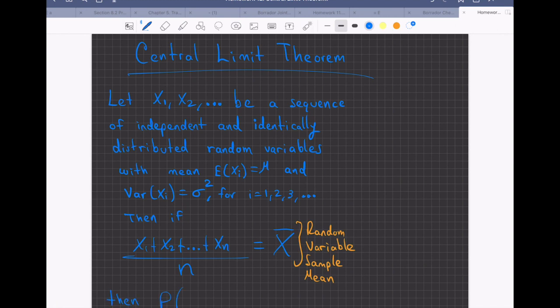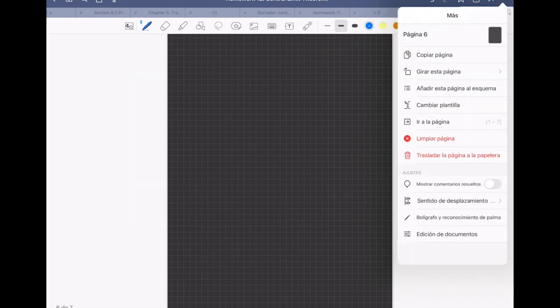Then the probability that this random variable minus mu divided by sigma over square root of n is less or equal than a is approximately the probability that C is no more than a when n goes to infinity. All right, I know that in this way maybe it's a little confusing and it doesn't say so much, but of course I will explain some things for this theorem that is very, very important.